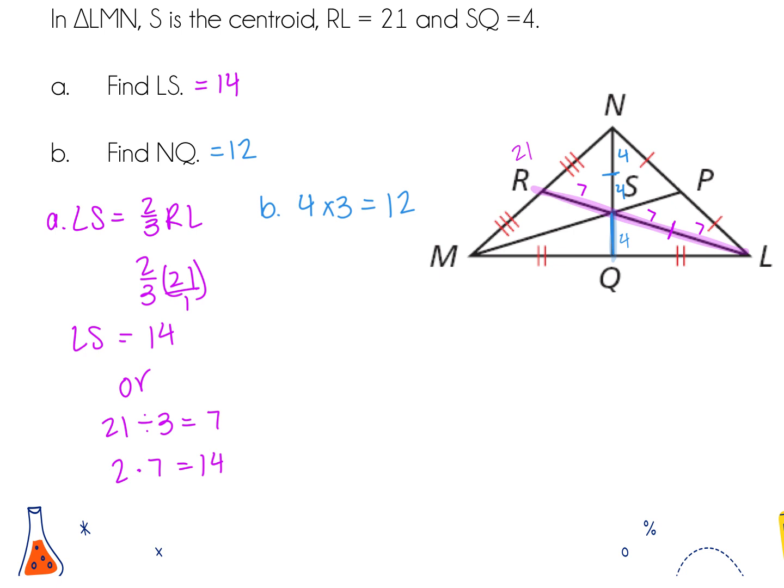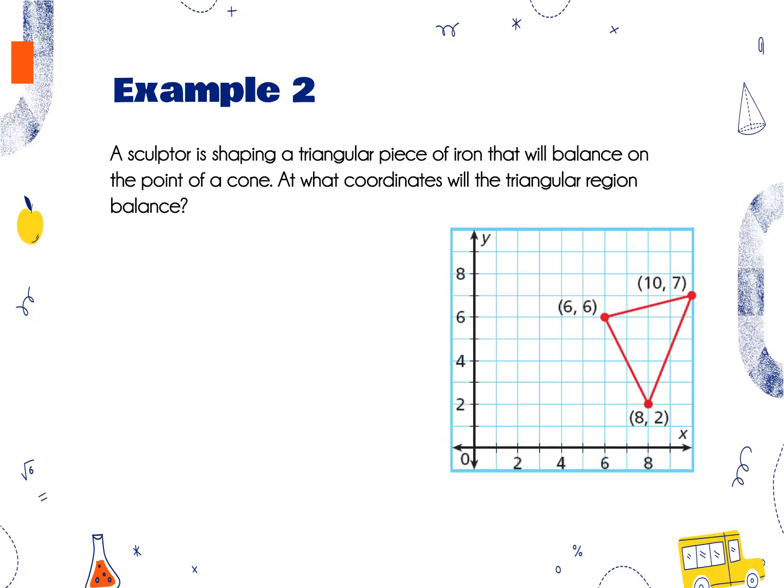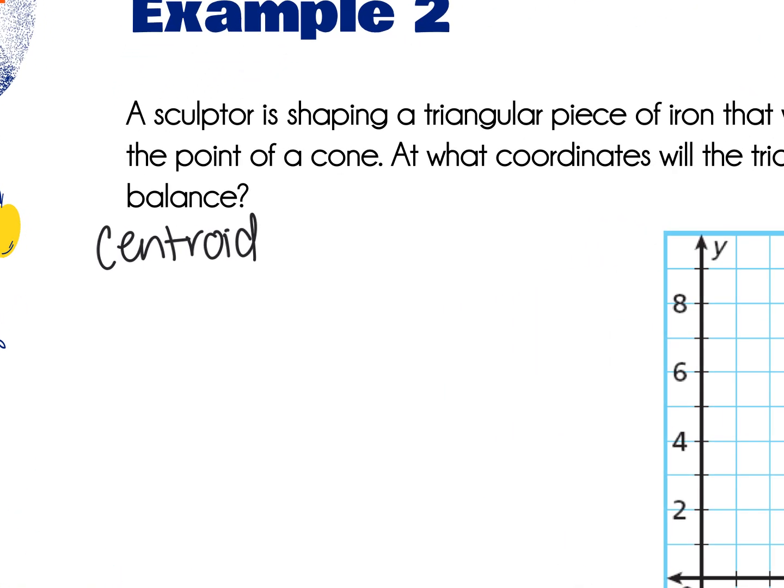Okay, questions on this one? Okay. All right, looking at example number 2, it says a sculpture shaping a triangle piece of iron that will balance on the point of a cone. At what coordinates will the triangle region balance? So if they're asking for a specific point that is balancing, my center of gravity, that's what I'm trying to find. So I know I'm dealing with centroid. And with my centroid, I have to find my median, which is I have to find my midpoints.